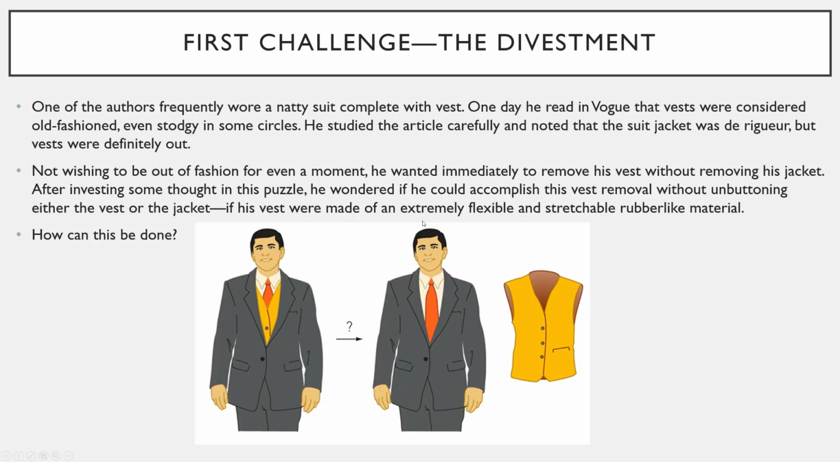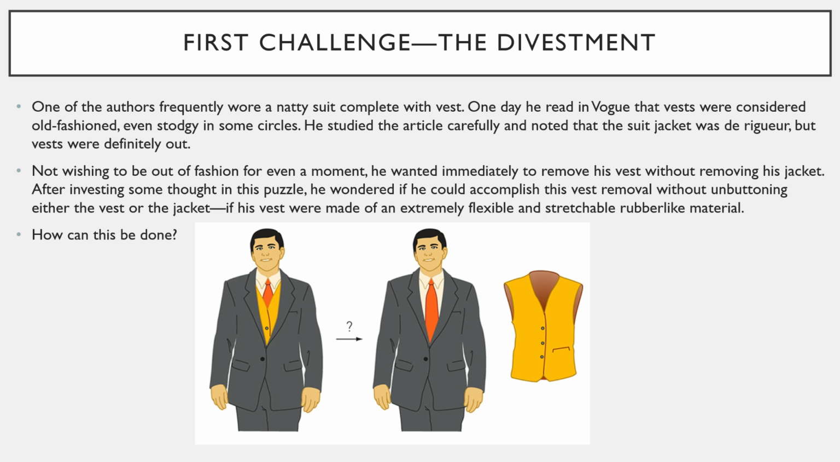All right, and so here's the first challenge we talk about. One of the authors frequently wore a natty suit complete with a vest. You can see here we have this vest. One day he read in Vogue that vests are considered old-fashioned, even stodgy in some circles. He studied the article carefully and noted that the suit jacket was definitely on the way out. Not wishing to be out of fashion for even a moment, the author wanted to immediately remove his vest without removing his jacket. After investing some thought into the puzzle, he wondered if he could accomplish this vest removal without unbuttoning either the vest or the jacket.